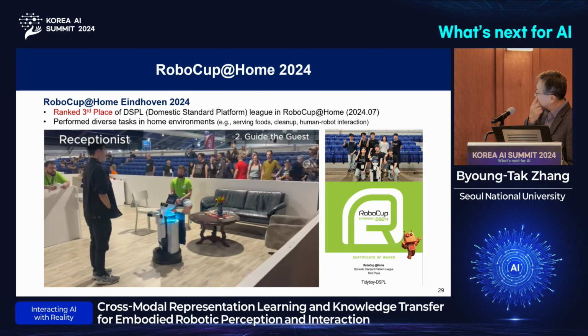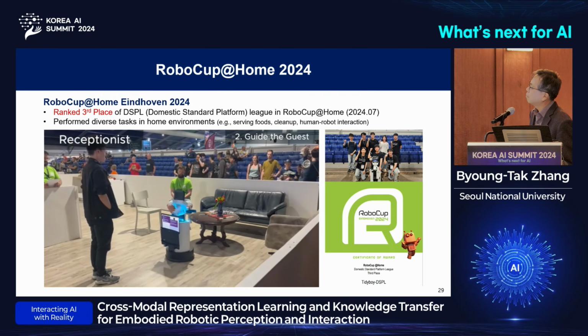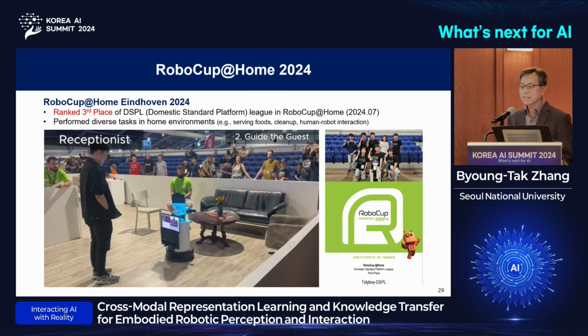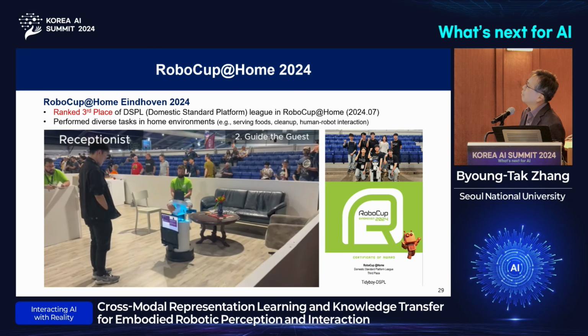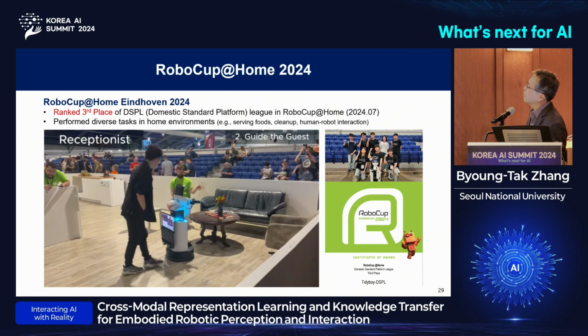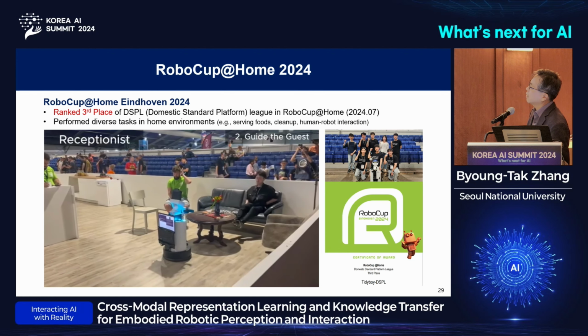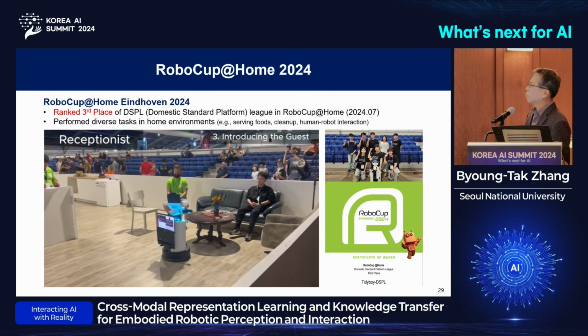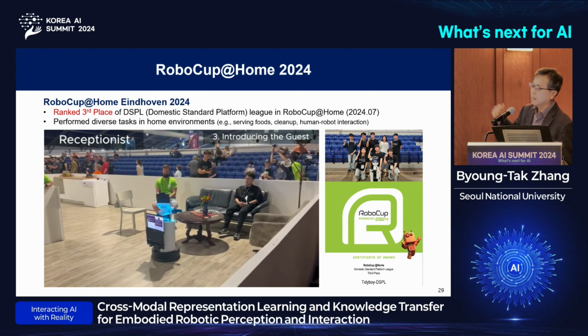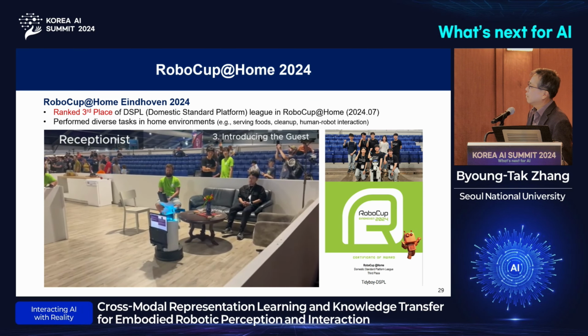Right, that's the real RoboCup scenario. That's done in the Netherlands this year. So it's kind of home situations. There are many leagues. We usually attended the home league, DSPL, domestic standard platform. And the robot here used the mobile manipulators, as you see here. You really need to do perception, action, cognition, and navigation.